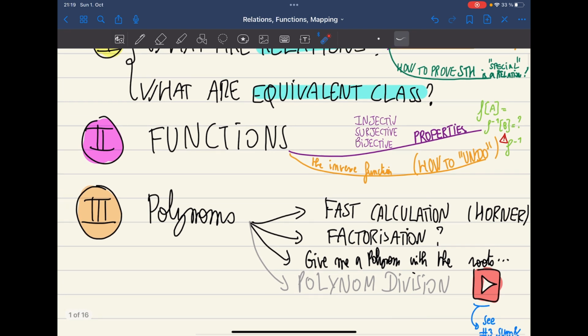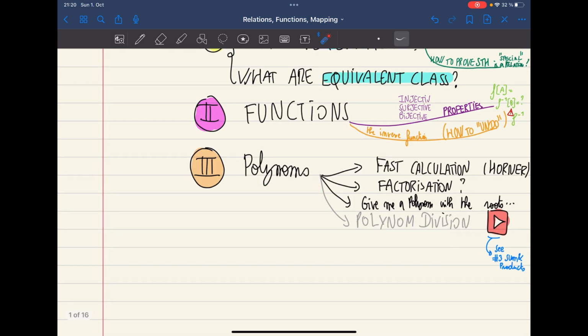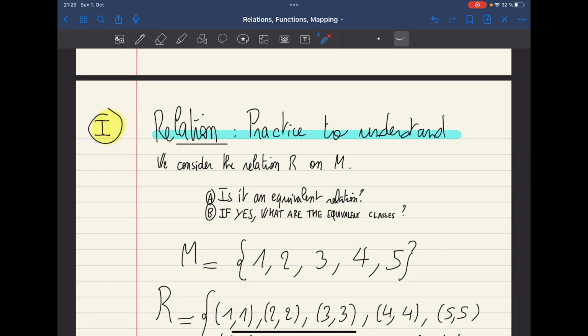Functions. We are going to see three properties: injective, surjective and bijective. Then we are going to see what the inverse of a function is and how to build it. I am also going to make you aware of a trap. Polynomials: it's going to be the fastest chapter because we are going to see how to make fast calculations, how to factorize them and how to give a special polynomial with roots. We are not going to see polynomial division because it's a slow method and I already spoke about it in the third video. Let's start with the relation.